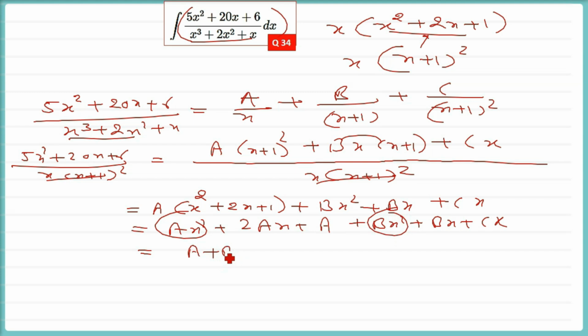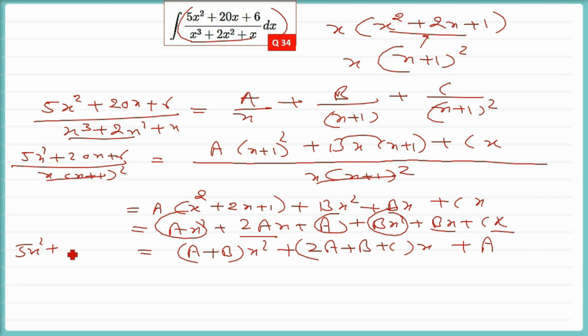So a plus b with x square. Then take the term with x. So 2a plus b plus c will come, x plus a. Constant is only a. Now it will make it very easy because constant is just one term. So when you compare it with 5x square plus 20x plus 6, all the coefficients, that is 5, 20 and 6, a has come as 6.